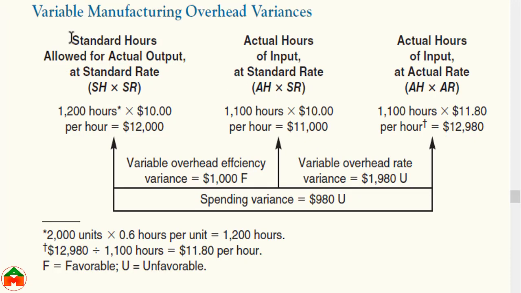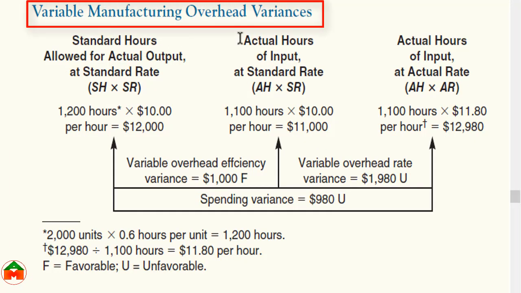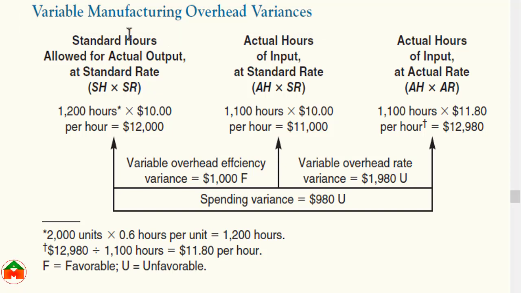Now the last one, variable manufacturing overhead variances. The formula is the same as the formula for labor variances. Here we can see standard hour multiplied by standard rate, actual hour standard rate, actual hour actual rate.